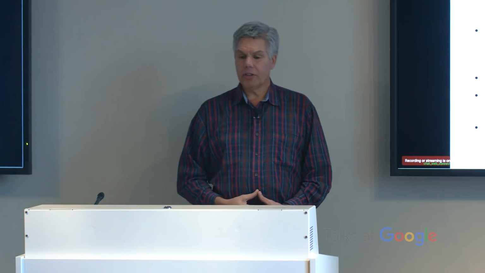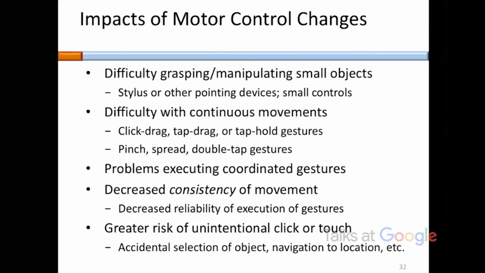So what those kinds of motor control changes cause is difficulty grasping and manipulating small objects, difficulty with continuous movements like click, drag, tap, drag, tap, hold, pinch, spread, double tap gestures. One of the things that I am amused by, or maybe not amused is a better term, on the Macintosh and also on many iPhones, the accessibility features are turned on and off via gestures that many older adults cannot execute reliably.